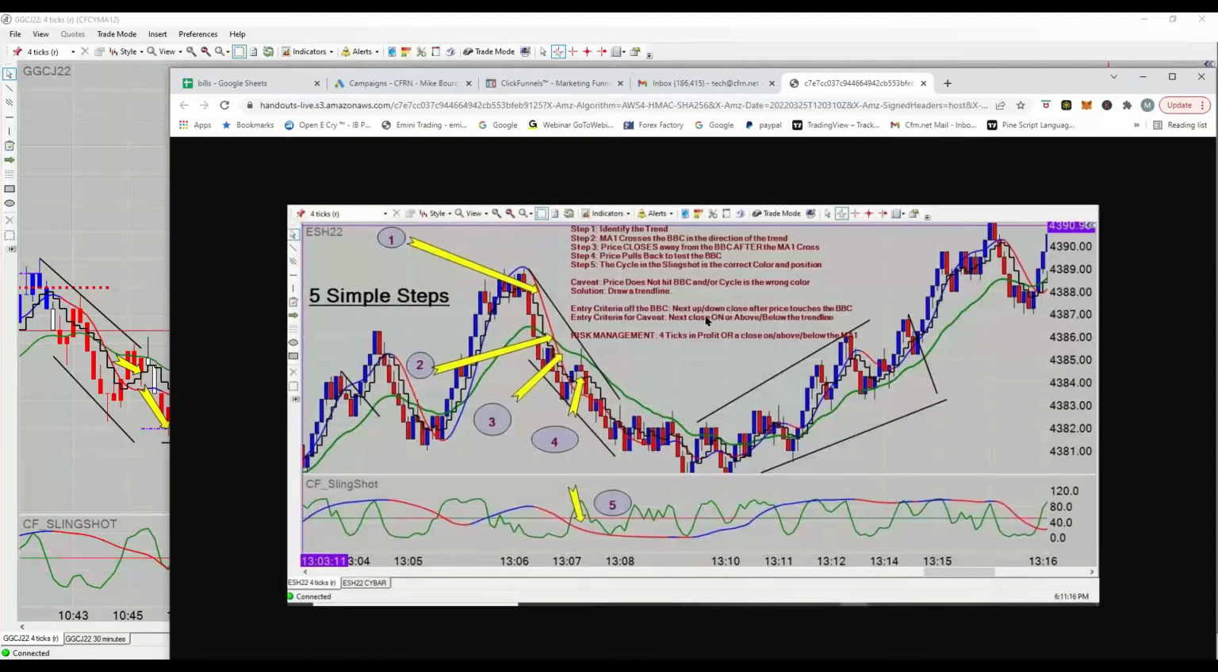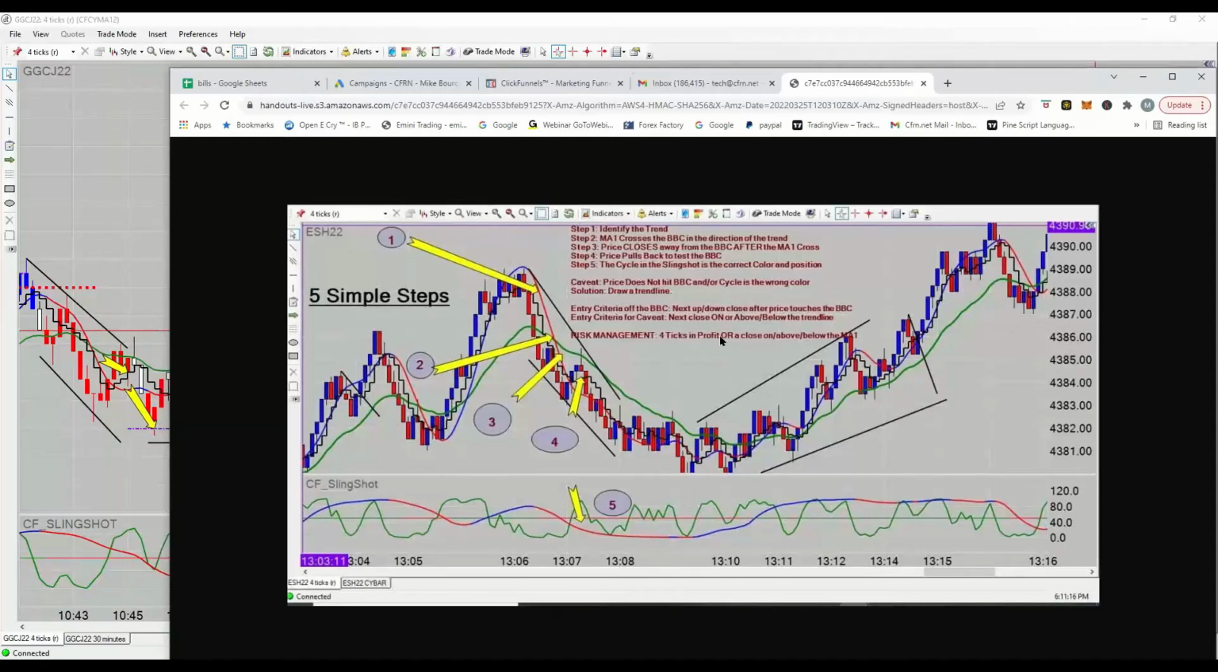The entry criteria is if price hits the BBC and the cycle is the right color, it would be the next close away from the BBC. If it's not, then you have to use the trend line, and it's going to be the next close on or above the trend line or below the trend line, depending on what direction you're going in. And the risk management: move your stop to break even after you get 4 ticks in profit or a close on the MA1.